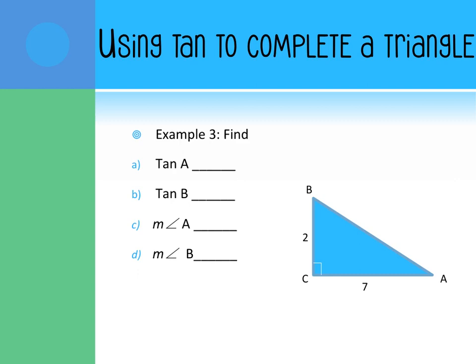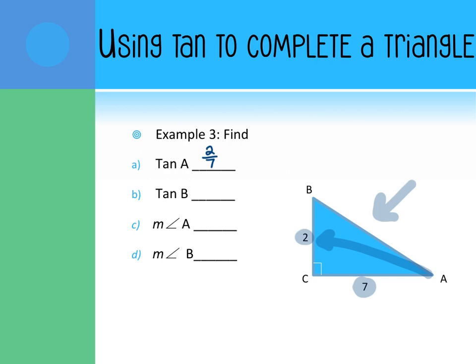Okay, so this says example 3, using the tangent to complete a triangle. So we're going to find tangent of A, tangent of B, and then we're going to actually find angle A and angle B. So we're using the triangle that's here. Tangent of A is the side opposite A, which is going to be 2, over the side adjacent to A, again, not the hypotenuse because we can't use that, which would be 7. So the tangent of A would be 2 over 7.